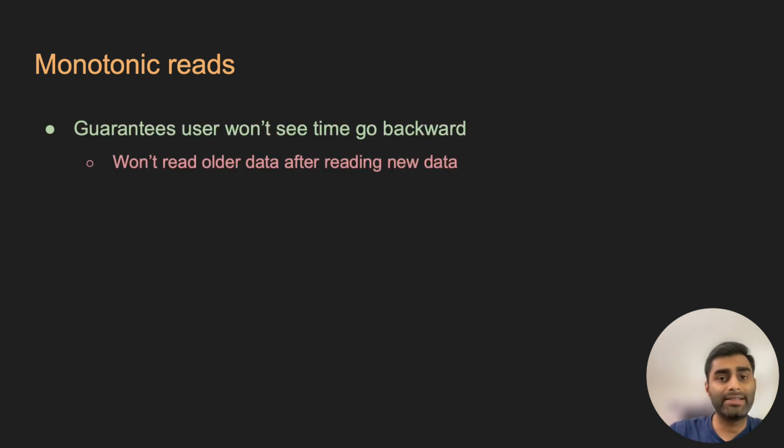So monotonic reads is a guarantee that this kind of anomaly doesn't happen. When you read data, you may see an old value. Monotonic reads only means that if a user is making several reads in sequence, they won't see time go backward. So they will not read older data after having previously read newer data.